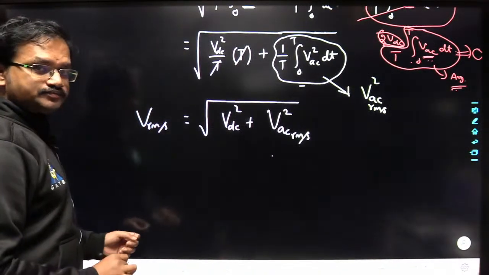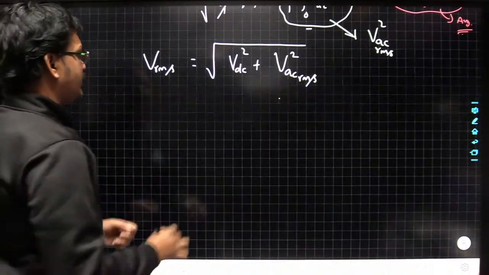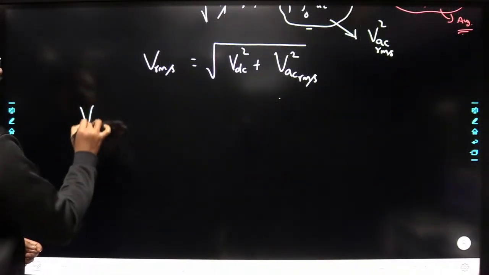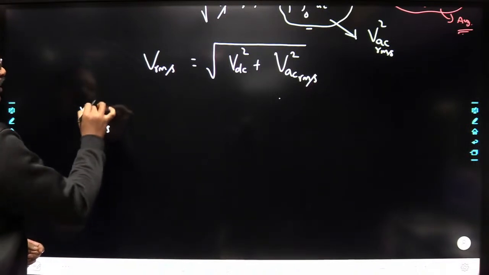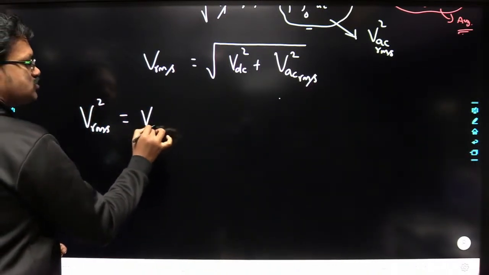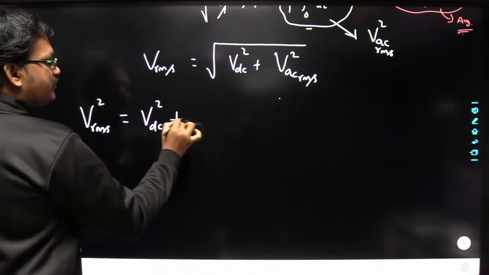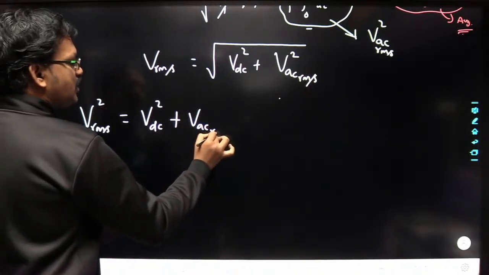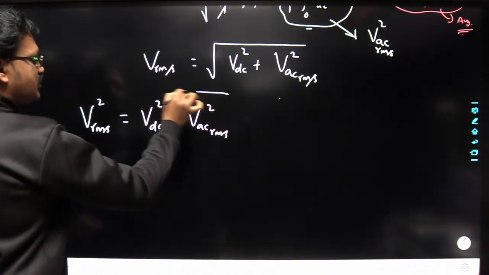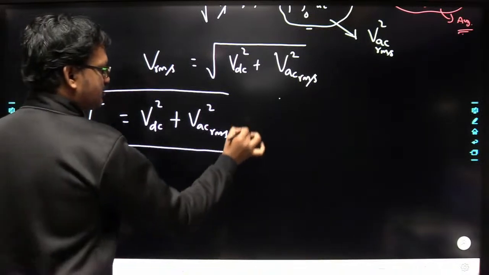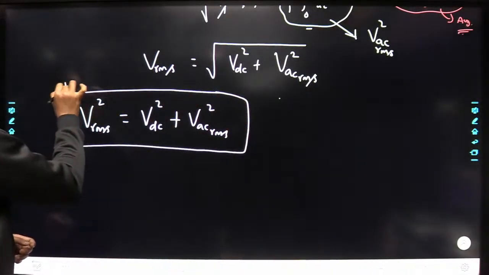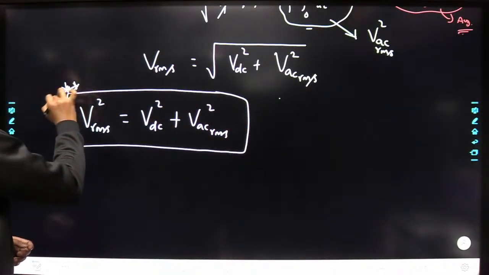Now if you square on both sides here, what are you going to get? V_RMS square is equal to V_DC square plus V_AC RMS square. This relation is very, very important in the case of rectifier circuits.